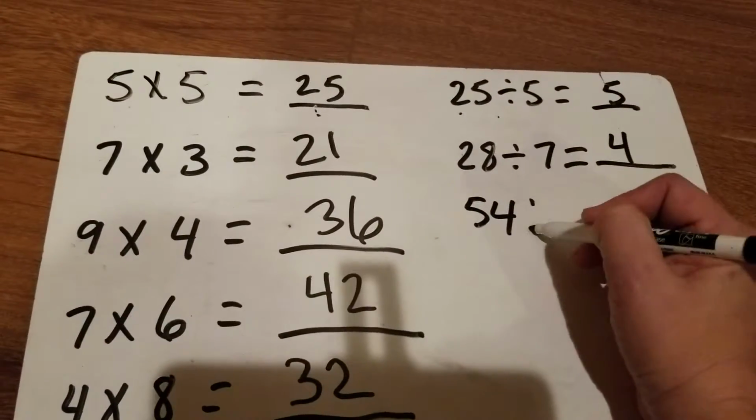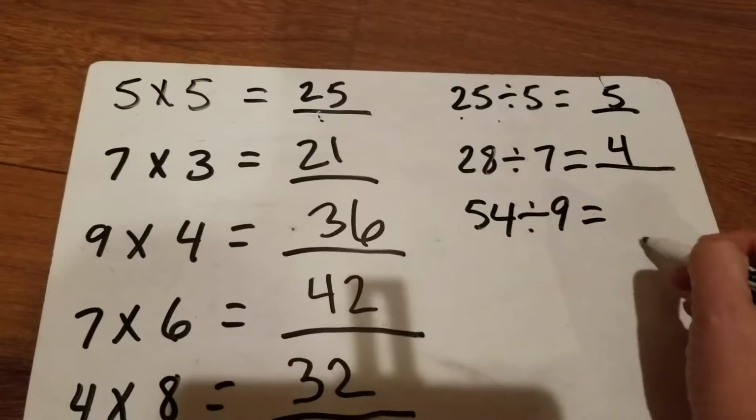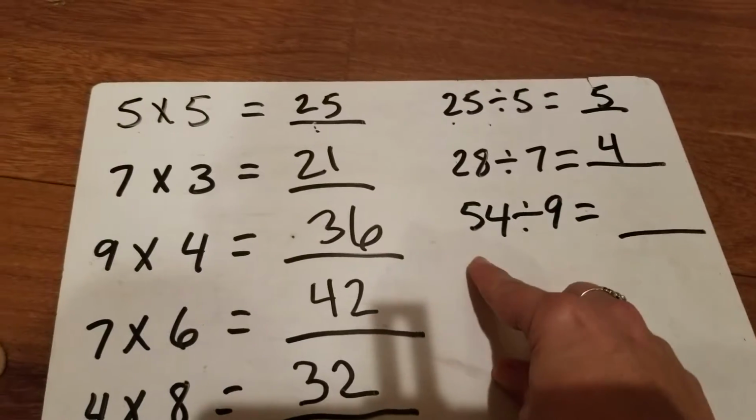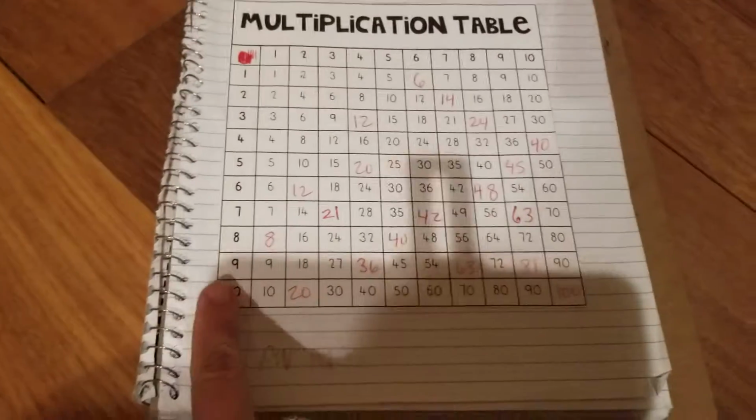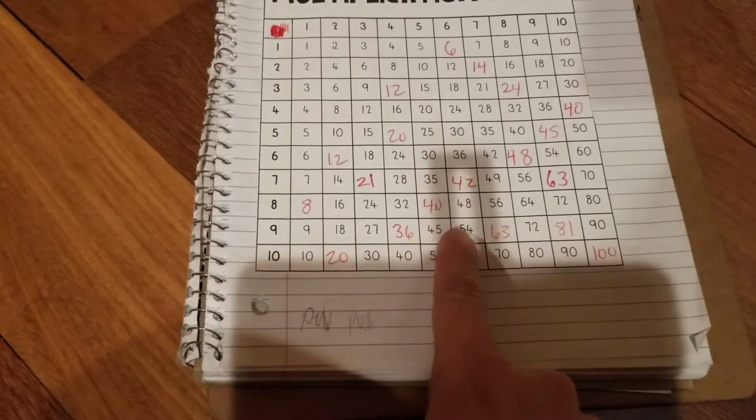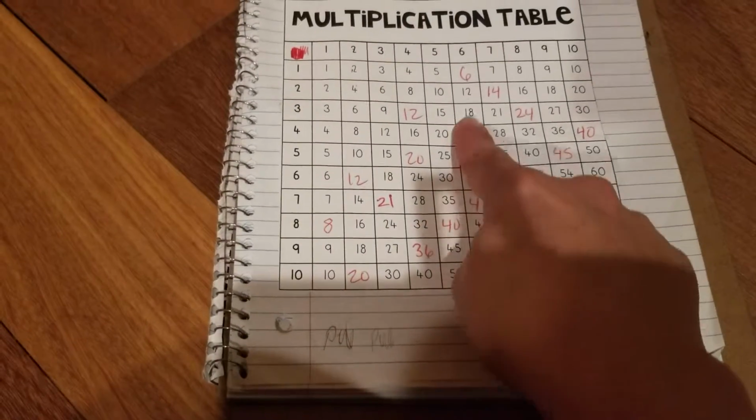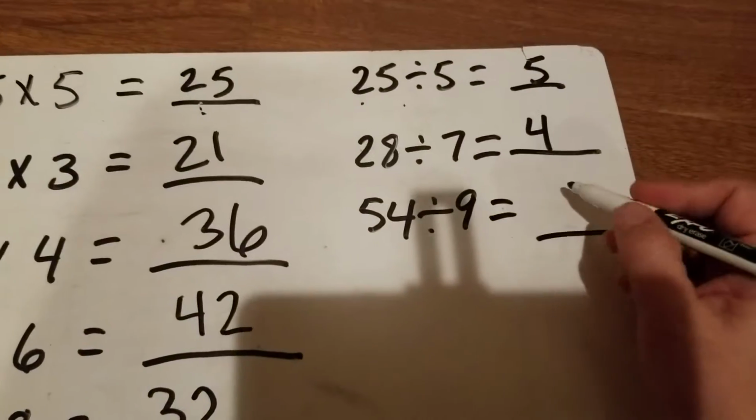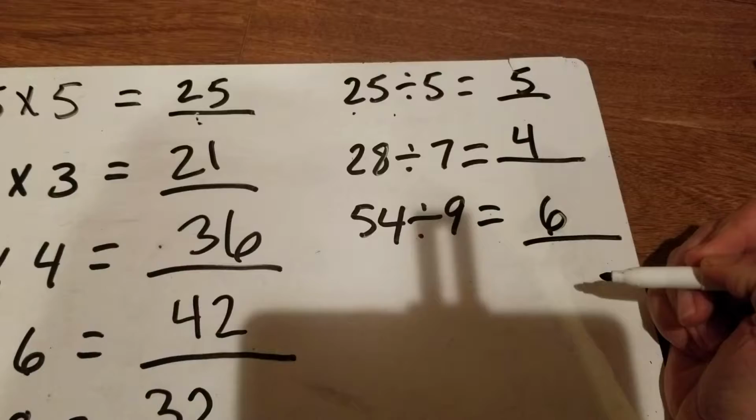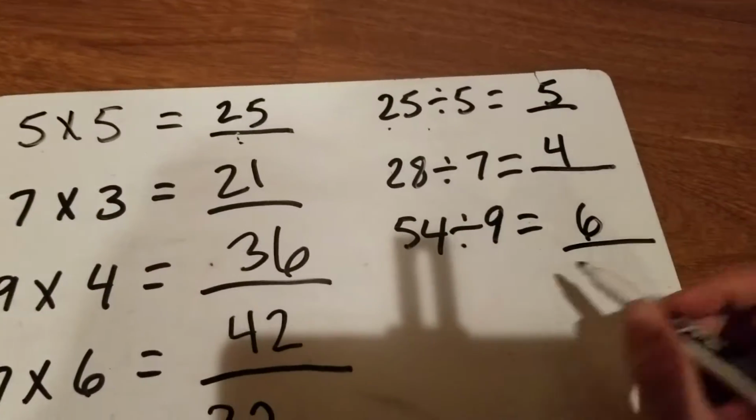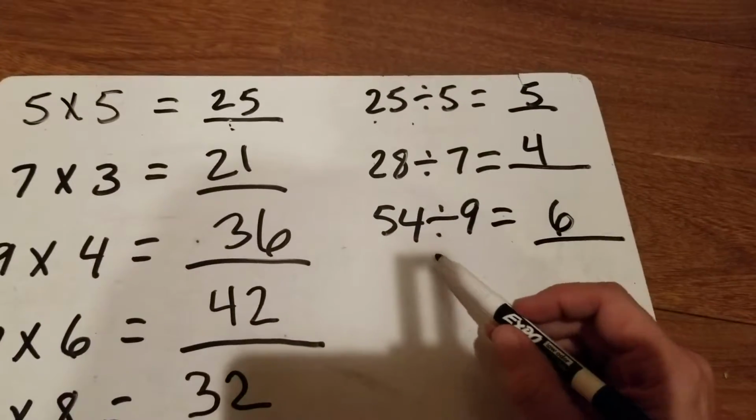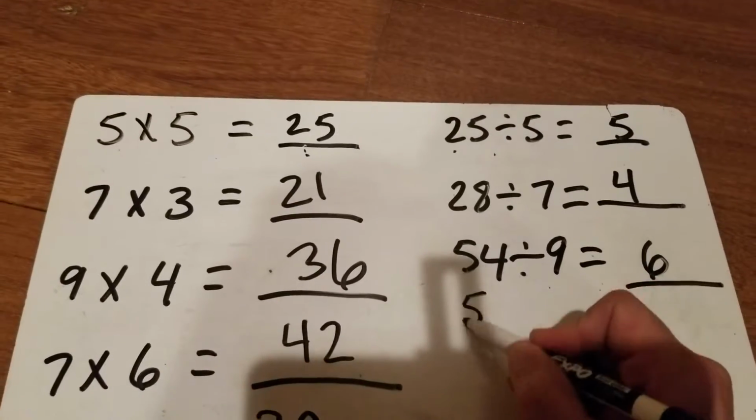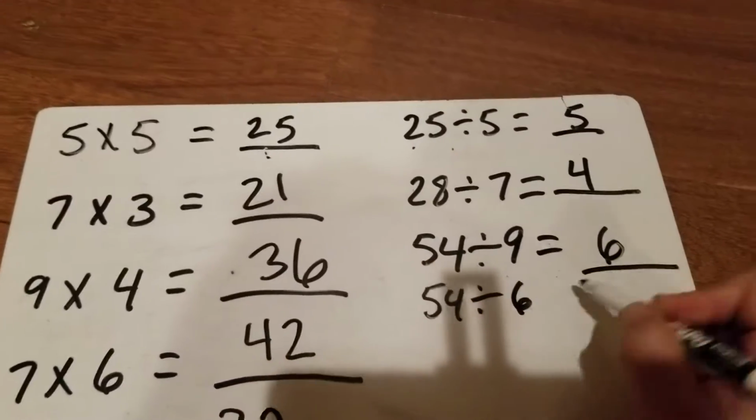54 divided by 9. Which row are you going to look at? The 9s, and you'll be looking for the number 54. So go to the 9s, look for the number 54. Now go straight up. What's the answer? 54 divided by 9 equals 6. Okay? So I want you to look at this really quickly before we keep going. If 54 divided by 9 equals 6, what does 54 divided by 6 equal?